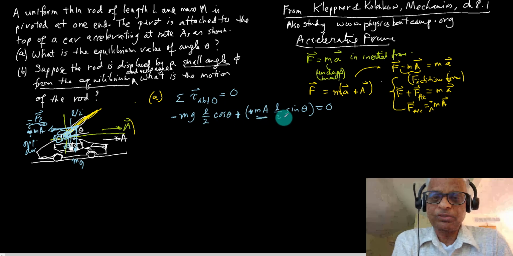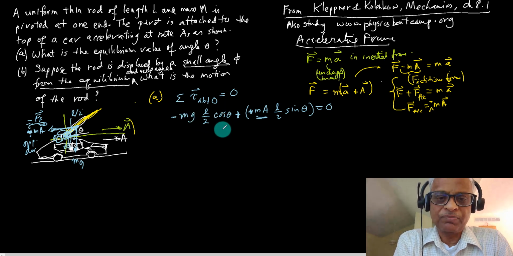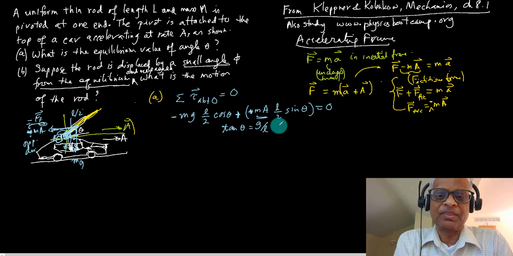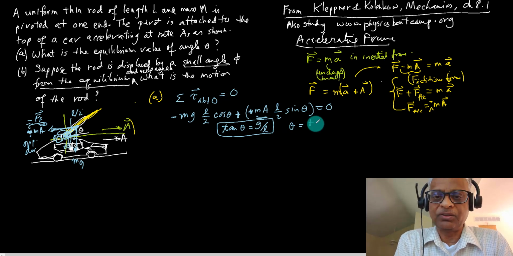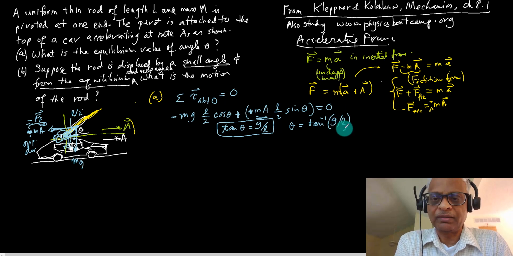Okay, so a lot of things cancel out, and you have tangent theta equals G over L. This is the condition on theta for equilibrium. So theta at equilibrium will be arc tangent of G over L.